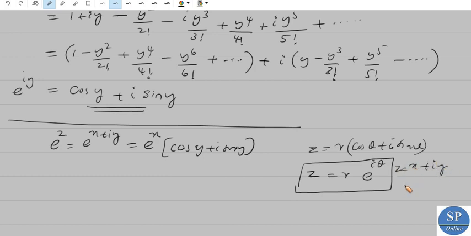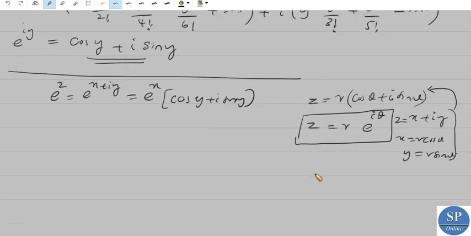z = x + iy, where x = r cos θ and y = r sin θ. By using these polar equations we can convert our complex number z into the polar form: z = r(cos θ + i sin θ). But cos θ + i sin θ can be written as e^(iθ) by using this relation. So we can write the polar form of a complex number as z = r e^(iθ).